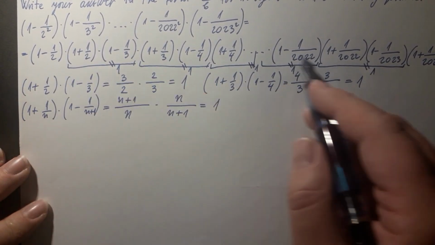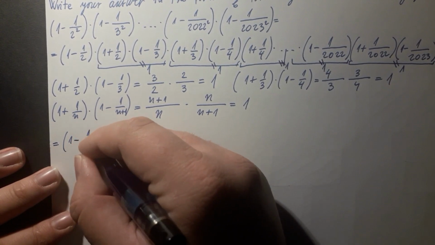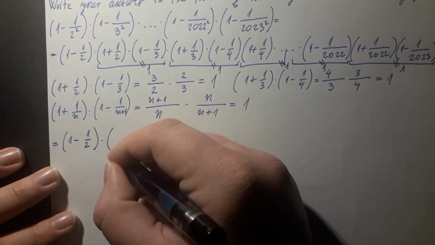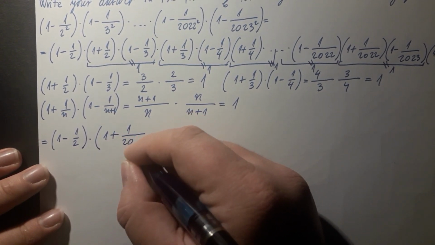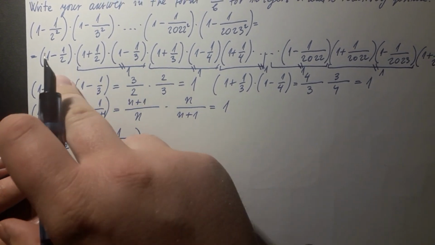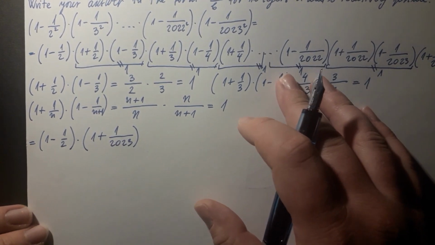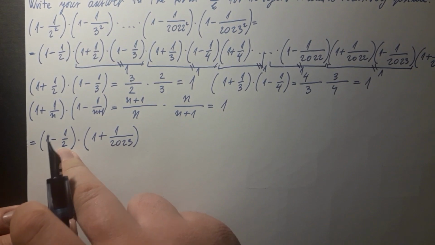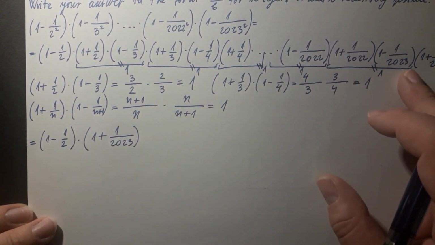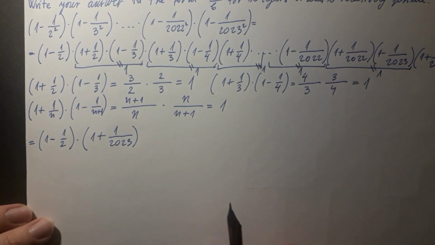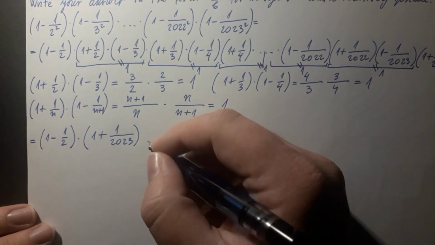So this entire product here collapses into the first term, 1 minus 1 half, times the last term, 1 plus 1 divided by 2023. So this is why this entire product is called a telescoping product. It collapsed into its first term and into its last term, with everything in between collapsing into 1. 1 is a number which is neutral to multiplication.